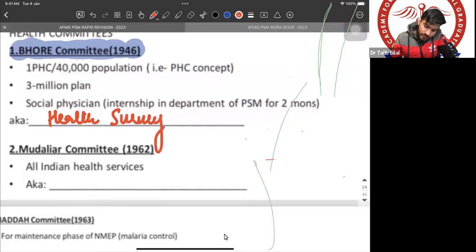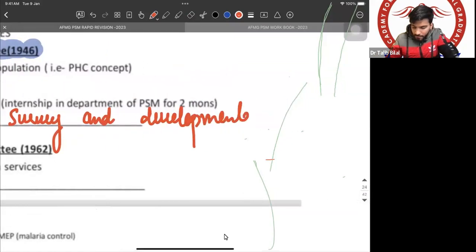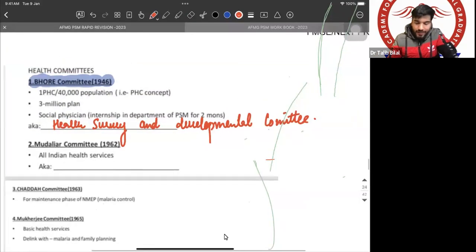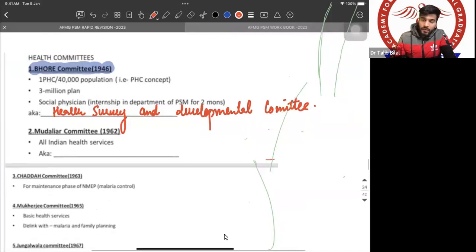Is that clear? So rather than mentioning Bhore Committee, they can mention the other names. Remember these other names, guys, so they can play with the options.